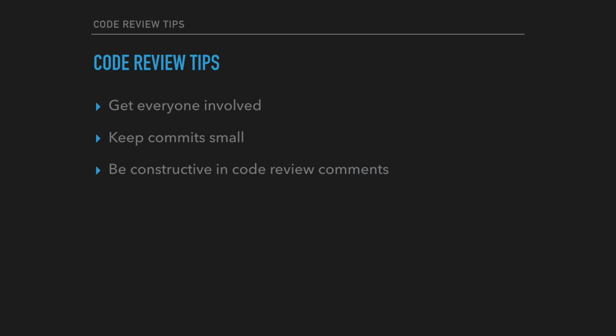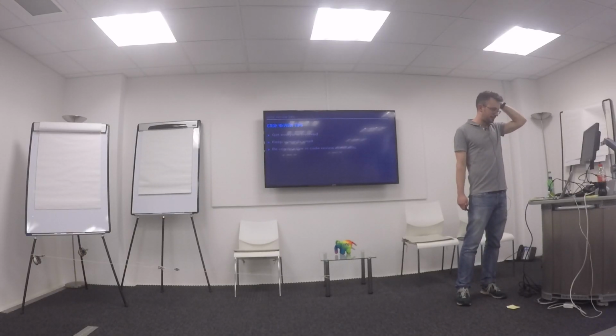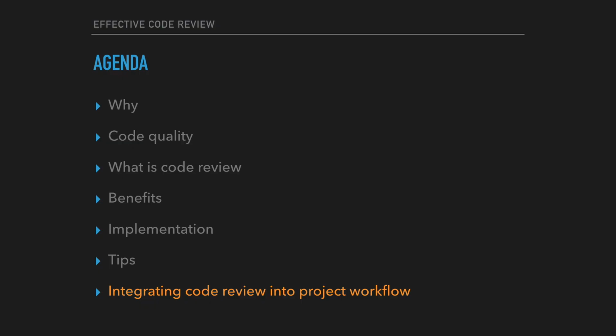So our tips for this: get everyone involved, keep the commit small, and be constructive in your code review. So this all sounds great. You know what you're going to do. How do we implement this? We want to start it tomorrow, hopefully.